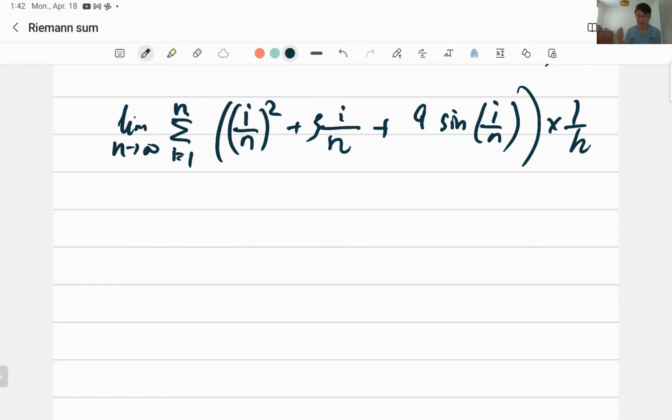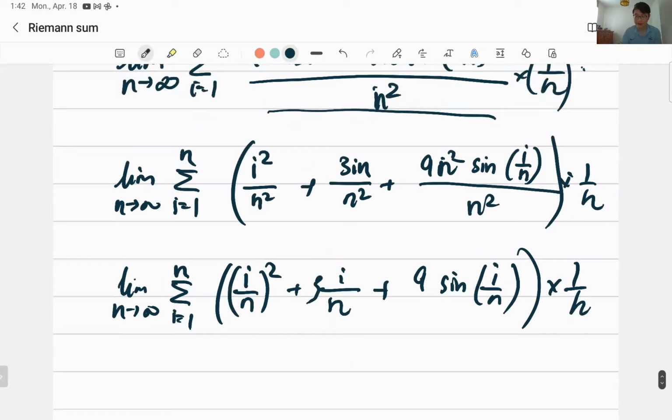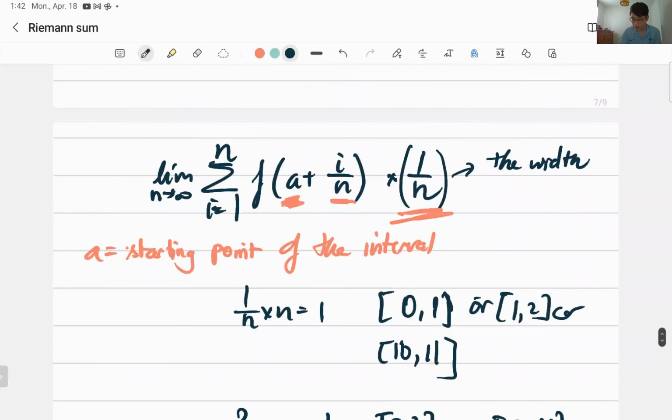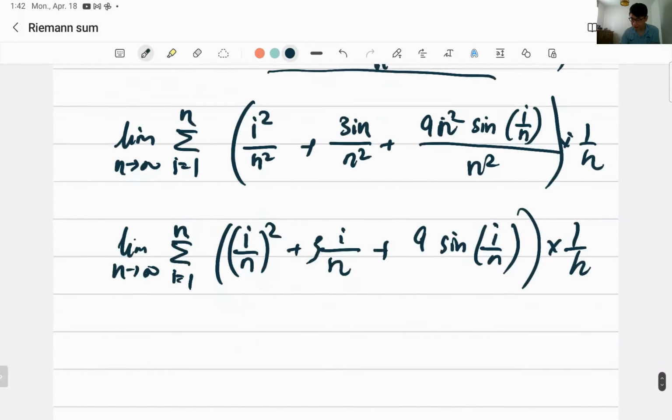Now can I convert this into a definite integral? Now I said earlier, right? So everything in the expression is a plus i over n, and of course i over n is x. So do we have a here? Everything has a, but again, a is equal to what? a is equal to 0. Now I know for sure that this is evaluated on the interval from 0, and of course the difference of only 1 unit is 0 to 1.